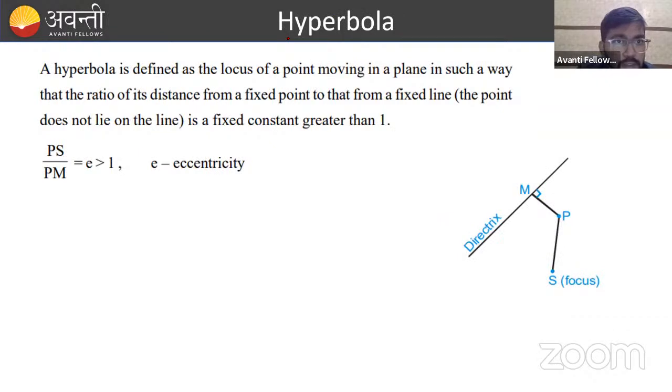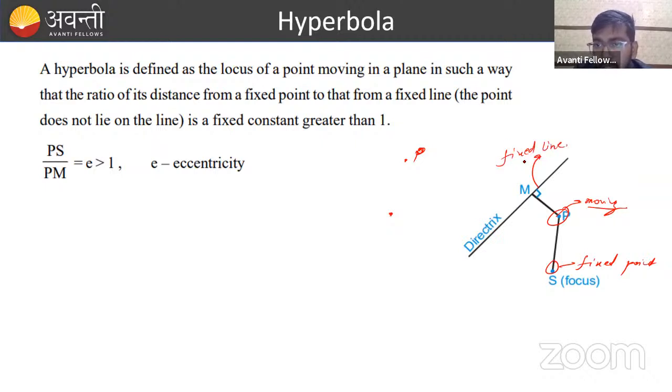Okay, so first of all, starting with the basic definition of hyperbola. We all know every conic is defined as the distance of a moving point from a fixed point, this is the moving point, this is the fixed point, and a fixed line. Okay, and how are these distances compared? PS by PM is a constant.